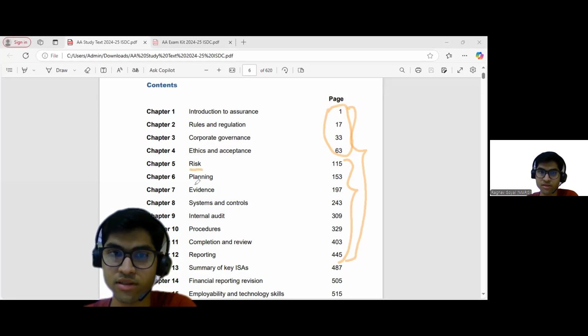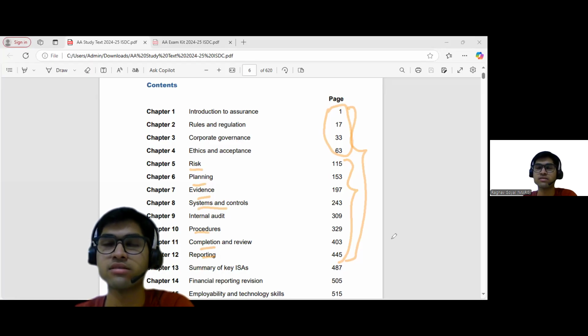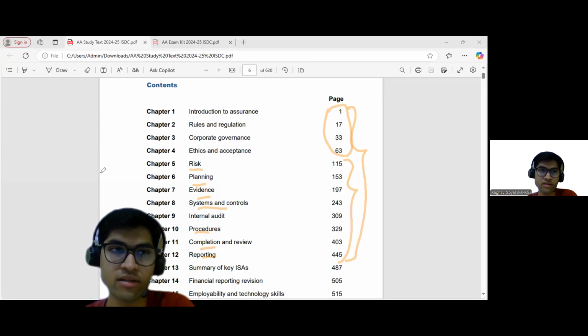So chapters such as risk, planning, evidence, systems and controls, procedures, and reporting are all very important. The plus side of this portion being smaller is that it doesn't require a lot of studying time, but it requires a lot of practice time. So with that, we can move ahead.